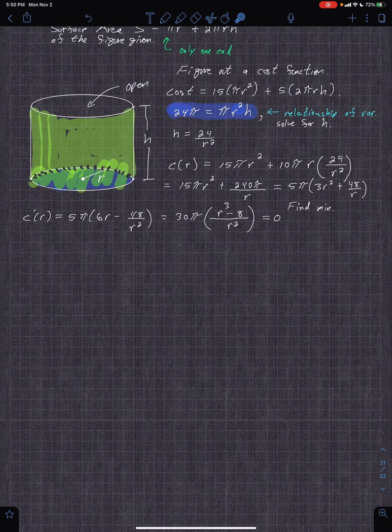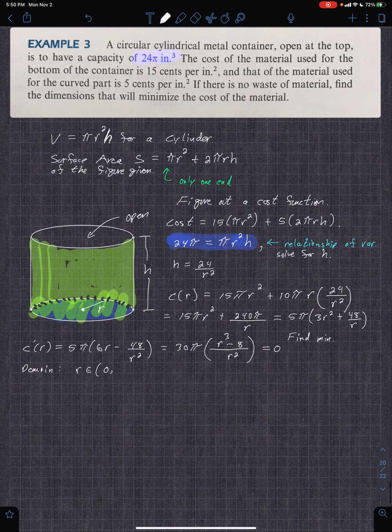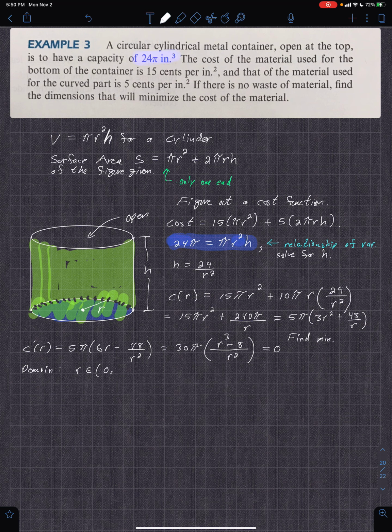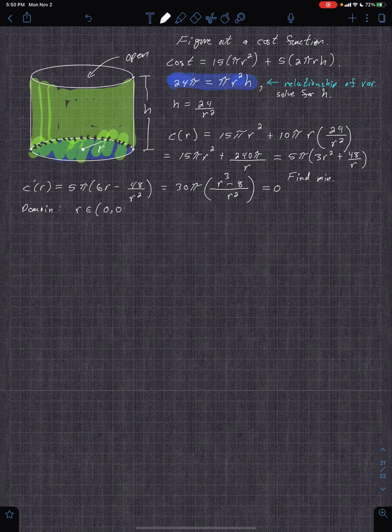So you just get 2 and 0. So let's talk about, again, domain. So your r for domain, really, it can't be 0, right? And then is there any sort of restriction on the radius? Basically, as the r goes out, h would have to go down infinitely. So there's really no restriction on r other than positive, right? So r has to be positive.